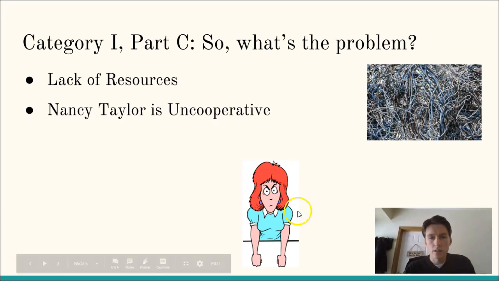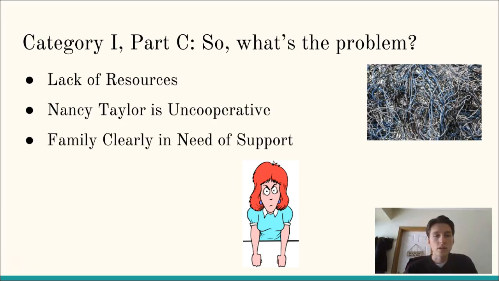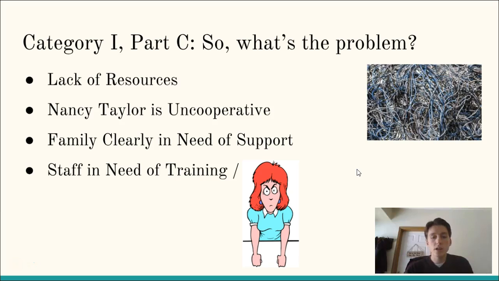We also know that Nancy Taylor is a bit uncooperative, isn't willing to work, she just wants to get the child out of her room. We also know that the family clearly is in need of support, based on what was said within the meeting, the mom breaking down crying, the dad saying well, I'm just going to go. So there are definitely some issues going on there. And it's clear that the staff is in need of training on de-escalation. The reason I put this picture here is that it's a representation of the chaos; we don't really know what is going on at the deeper levels.